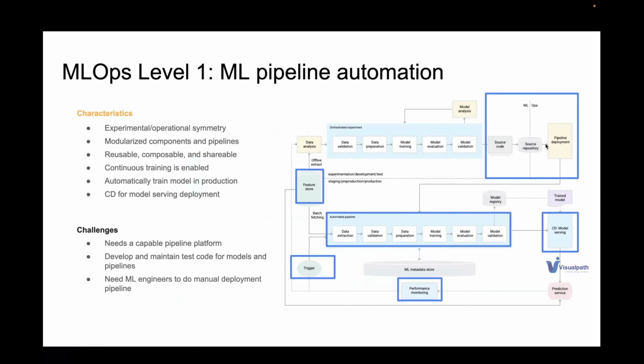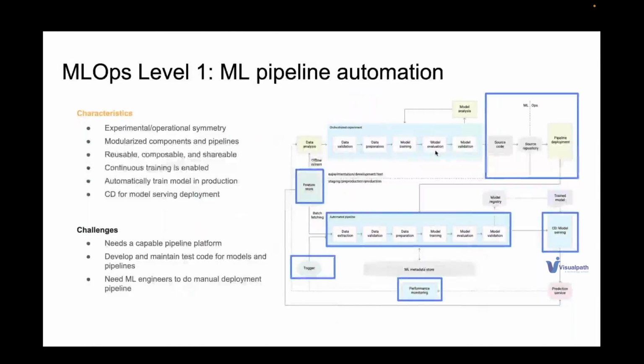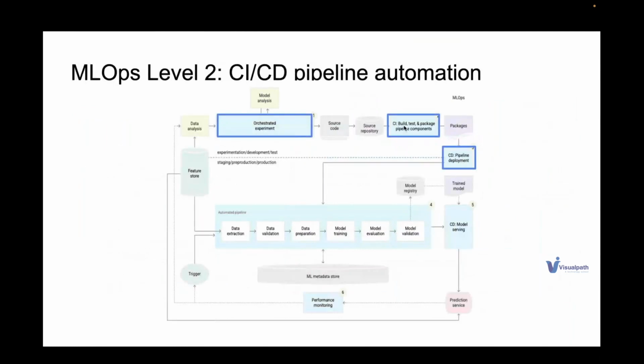But here we will not only create a pipeline, it will also do the building and testing of all the packages and the pipeline components individually. There will be a unit test, an integration test, and the orchestrated experiments also have all of this testing. So the data scientist will do the testing, and there will be a CI process which will do all of this. This is the greatest level of automation which you can have.